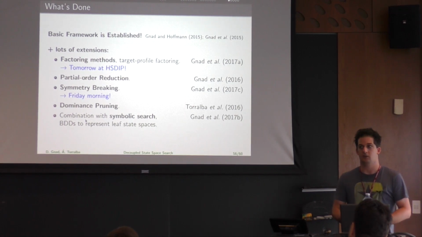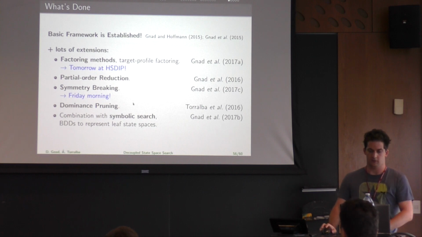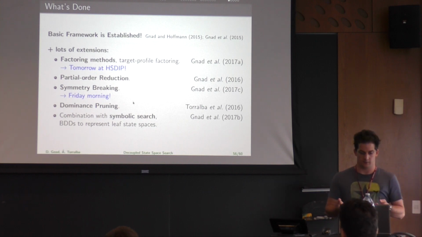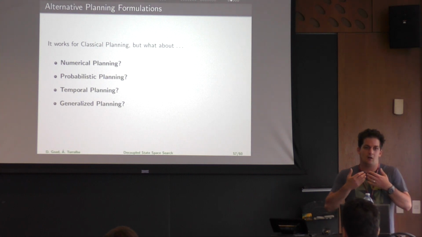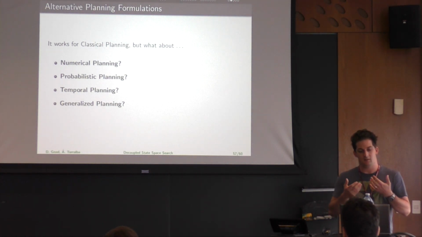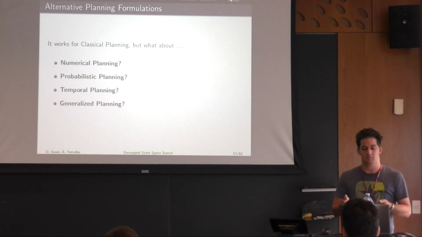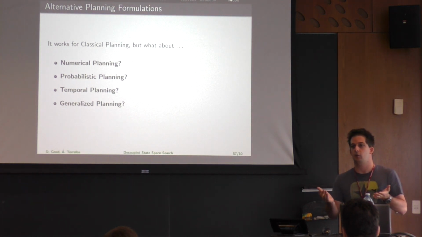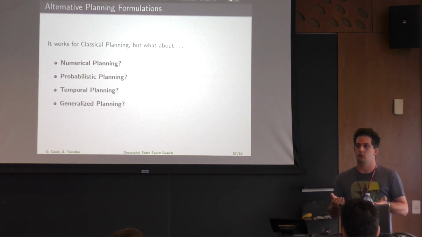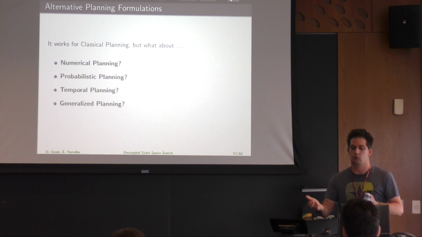We have partial order reduction that is working. Symmetry breaking, again, that's going to be a talk on Friday morning at ICAPS. We have done some more complicated dominance criteria. And we have also combined it with symbolic search to compactly represent the pricing function. There are obviously many other things you could do, namely different formalisms of planning. So think of numerical planning, where you could easily enumerate intervals of the numeric variables in the leaves, which is quite natural to do and should be fairly easy to extend the decoupled search framework to numeric planning.